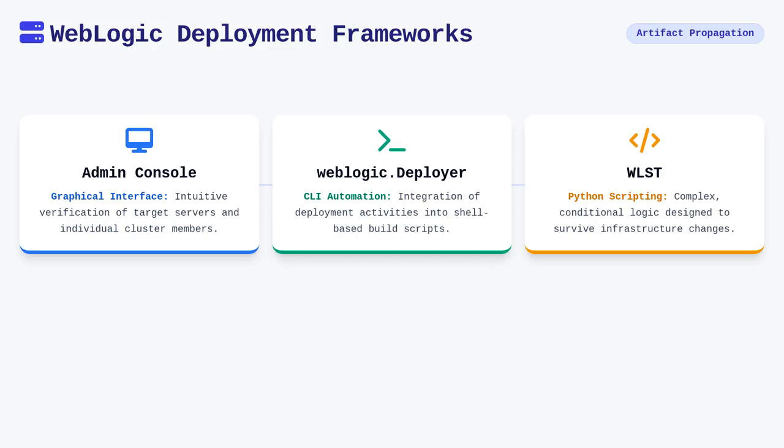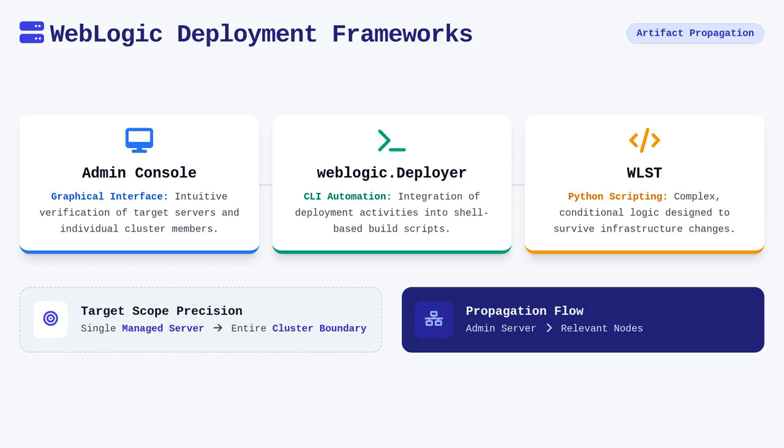Furthermore, WLST, or the WebLogic Scripting Tool, offers a programmable Python-based approach that allows for complex, conditional deployment logic that survives infrastructure changes. When moving packages from a source repository, you must be precise about the target scope, whether that involves a single managed server or an entire cluster boundary. These tools encapsulate the heavy lifting of communicating with the administration server, which then propagates the deployment artifacts to the relevant nodes in your domain. Consistency in your tooling strategy is generally a reflection of the stability of your underlying environment.